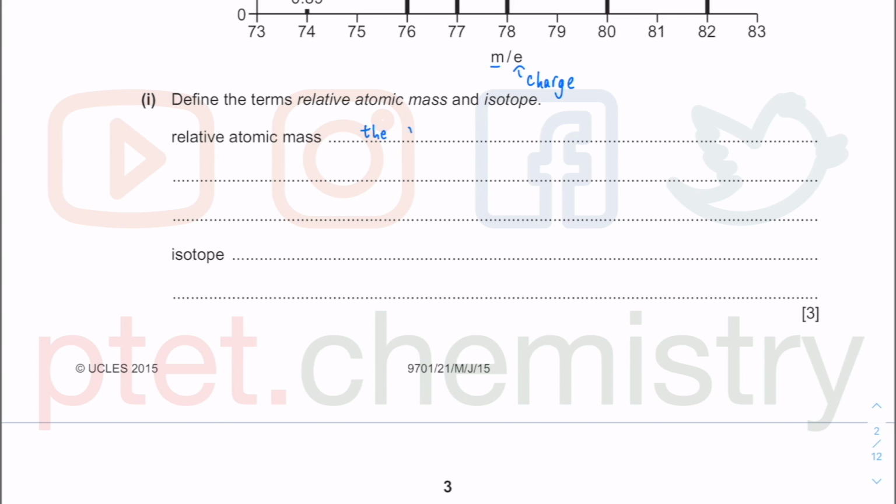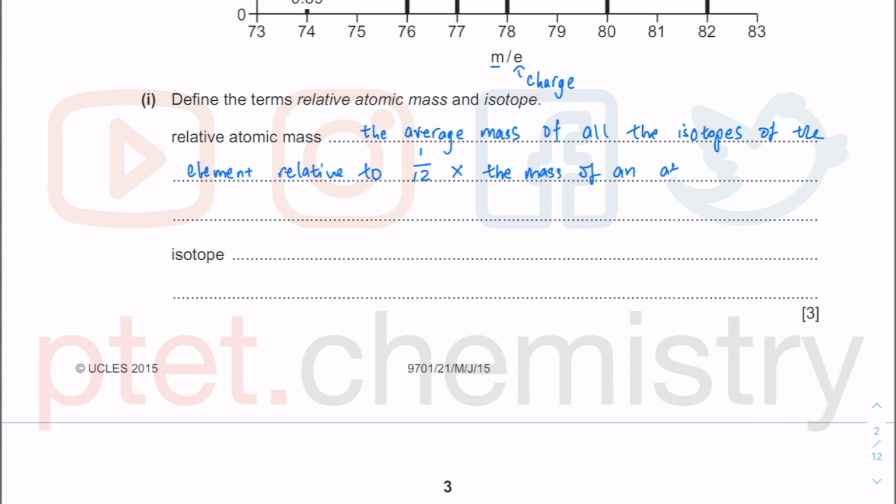So relative atomic mass is defined as the average. So you must have the term average. It's not enough to just have keywords. This is the average mass of all the isotopes. So an element can have more than one isotope, obviously, of the element. And this is relative to, or compared to, 1/12 times the mass of an atom, meaning one atom of carbon-12 isotope. So carbon-12 can be written as carbon-12. I prefer to write the symbol where the 12 is on the top left because that's the mass number, that's the nucleon number, that's the meaning of carbon-12 there.